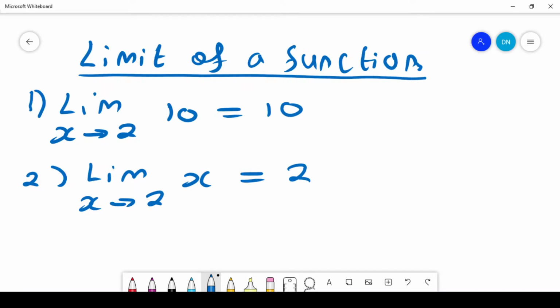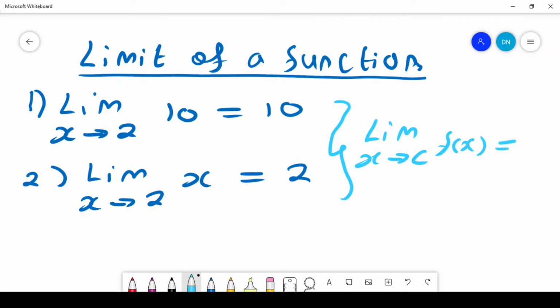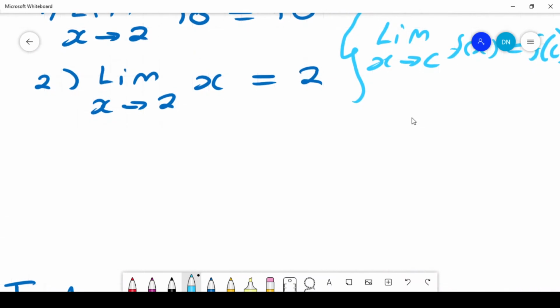Because what are we doing? The idea behind what we are doing is if we look at the limit as x tends to a constant c of f of x, then it should be f of c. So we replace x with c, as we have done in that example, and that's how we would get the limit of a function.